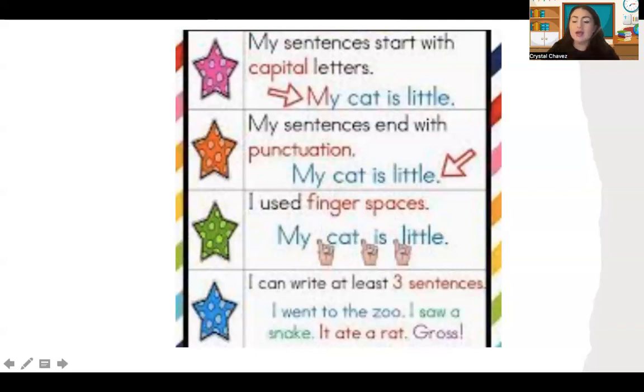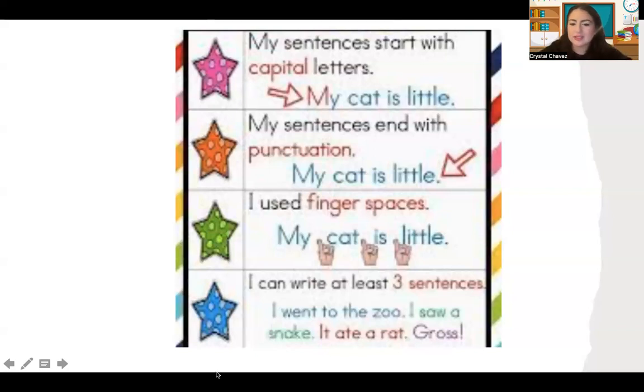When we're writing sentences, it's also very, very important to remember that we use little finger spaces between words, okay? We write our words nice and tight together. Of course, we don't overlap our letters, but we write them nice and tight together, and then we give our words proper spacing, right? Look, my space, cat space, is space little. Okay, beautiful sentence.